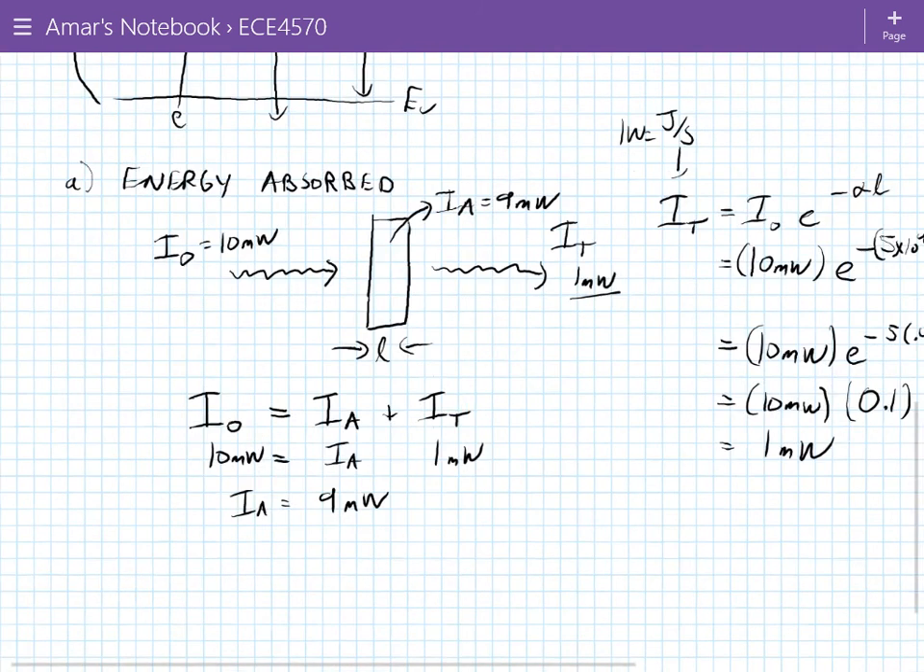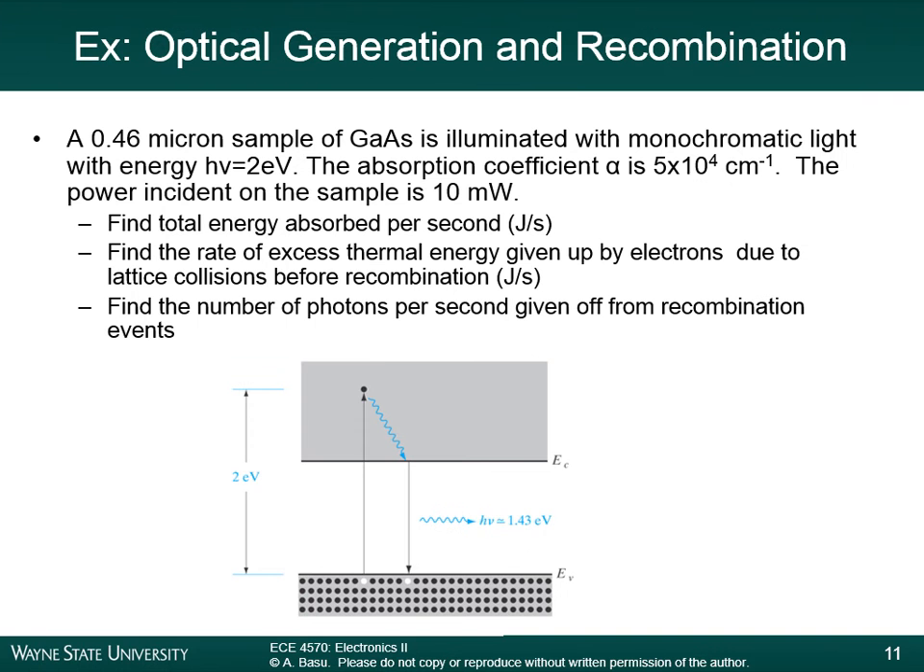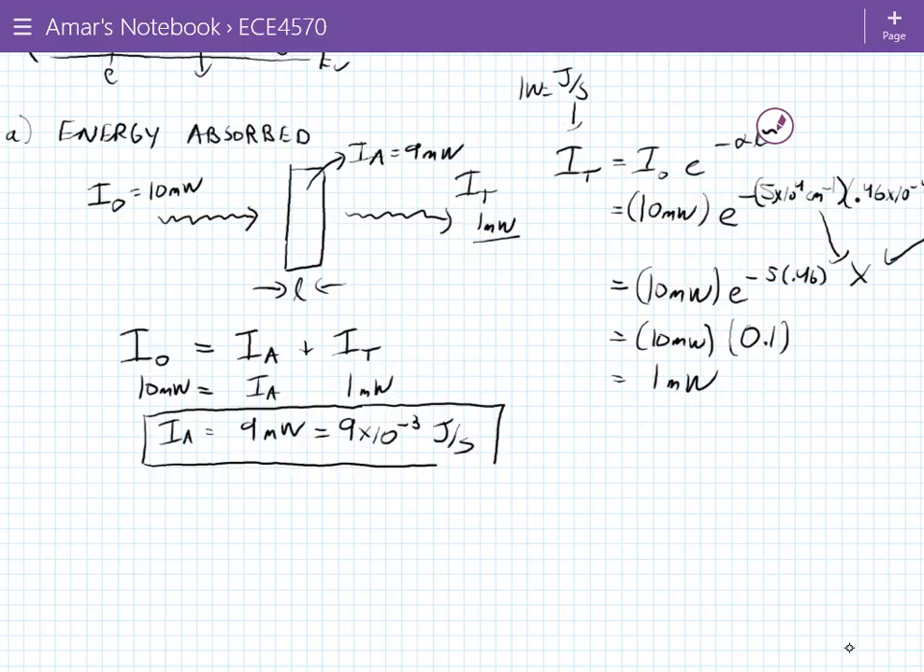When I give you questions on quizzes and exams, I want you to box the answer and make sure you have the correct units. So the question is asking, find the total energy absorbed per second. That's IA. So IA is equal to 9 milliwatts. 9 milliwatts is 9 times 10 to the negative 3 watts, and 1 watt is 1 joule per second. So 9 times 10 to the negative 3 joules per second. That's the answer to the first part.